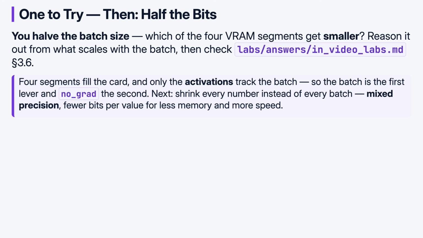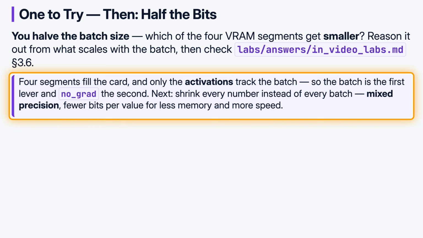One to try. If you halve the batch size, which of the 4 segments gets smaller? Reason it out from what scales with the batch. Then check the answers file, labs, answers, in Video Labs, section 3.6. Only the activations track the batch, so the batch is the first lever and no_grad the second.